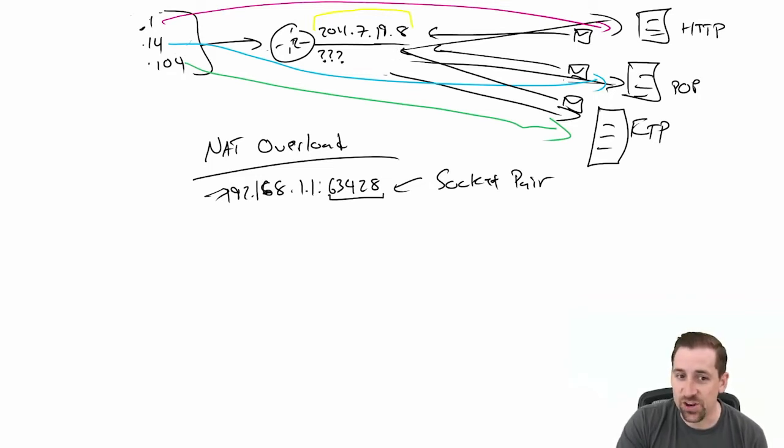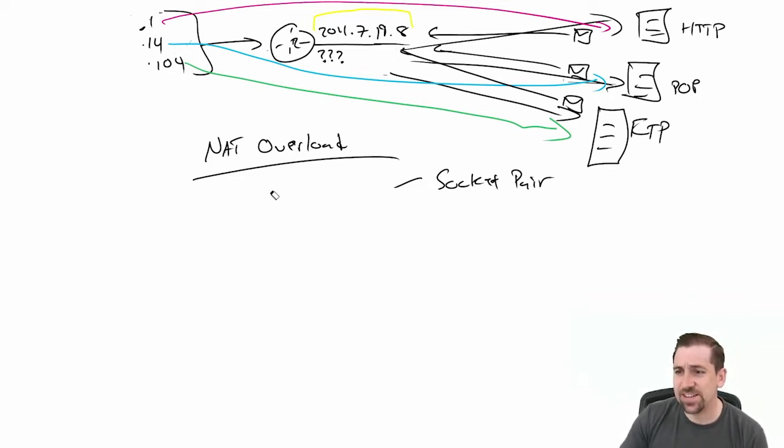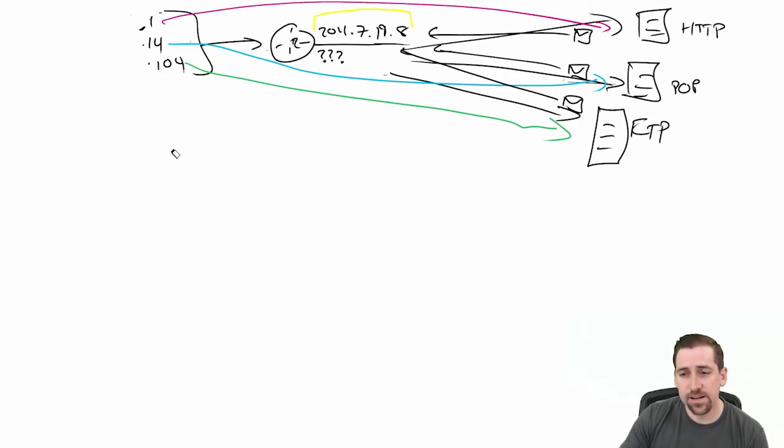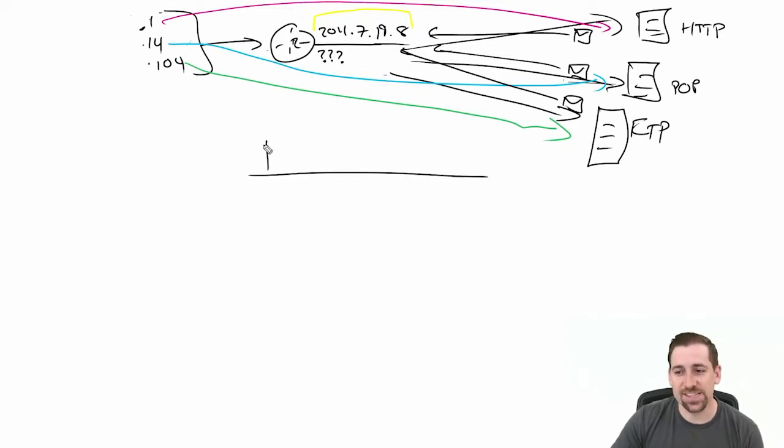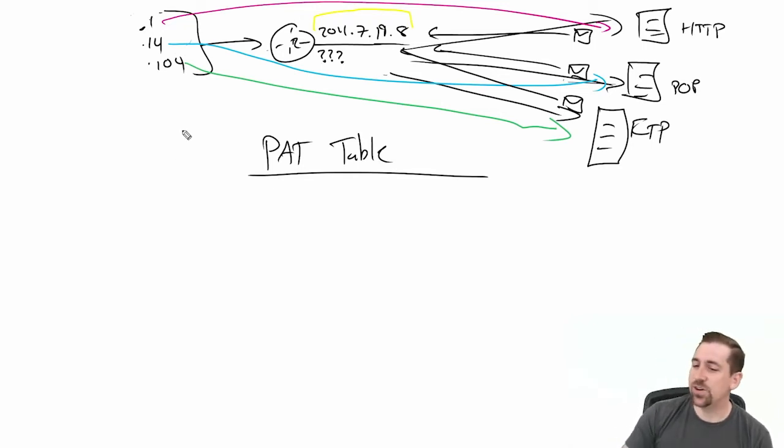And so what we need to do then is give it some additional information. We need to amend the table to include some additional info here. And in fact, we do. This is now a port address translation table, a PAT table, or NAT overload, or a NAT table that includes overloaded information.